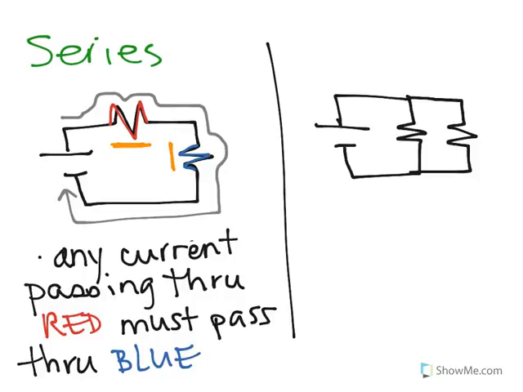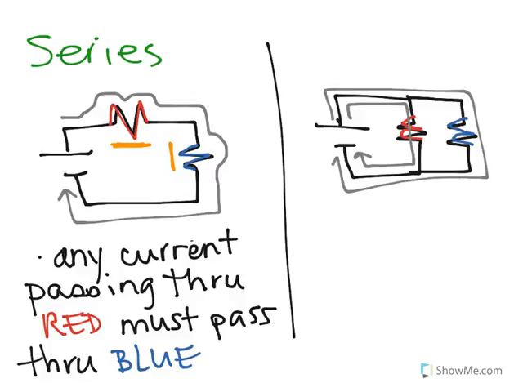Now let's take a look at the other one. Again, I'm going to label these resistors red and blue. Now the difference here is that if a current is traveling through the red resistor, there's actually no way for it to travel through the blue resistor. There's a totally separate path that current takes when it's traveling through the blue resistor. So these are called parallel. And we say that those two resistors are in parallel with one another.